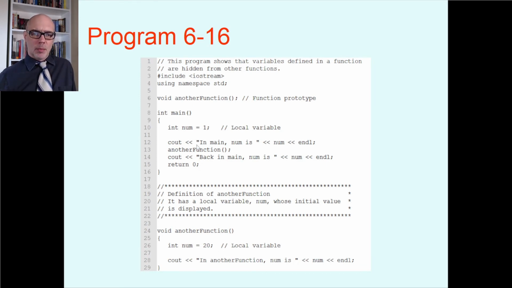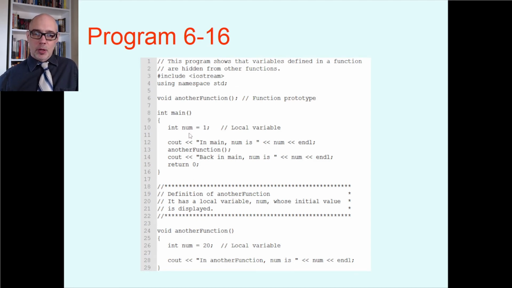Well, she set num to 1, she printed out num, and presumably Alice would assume that num is still 1. That's what she would want. Now, here's Bob's function down here, another function. Notice that he also declared a variable called num. It's a very natural thing to use for a variable name. In his function, he's initializing num to 20. He wants it to hold 20, and he's printing in another function num is 20.